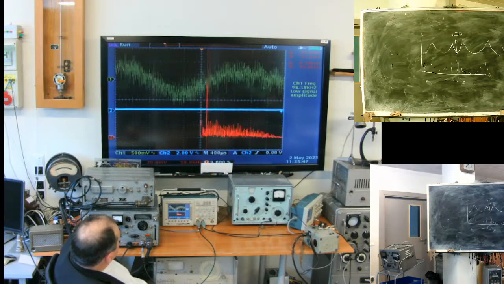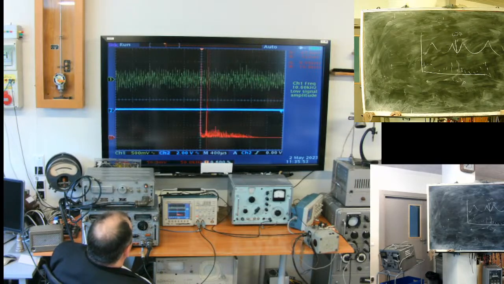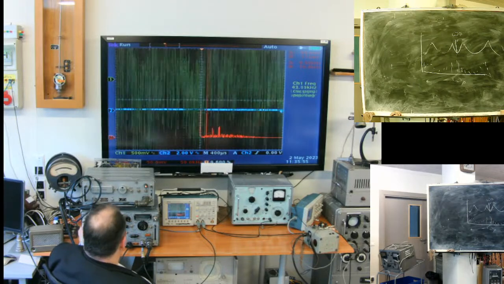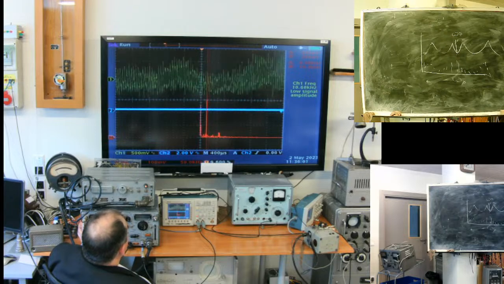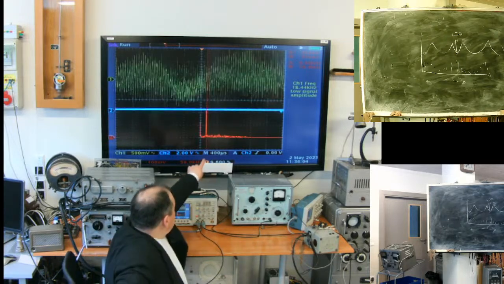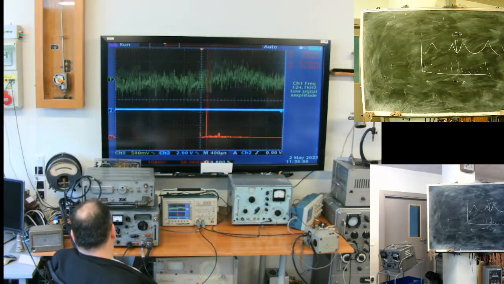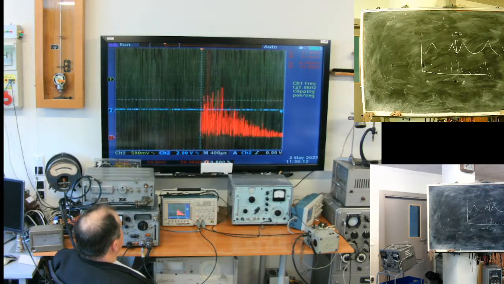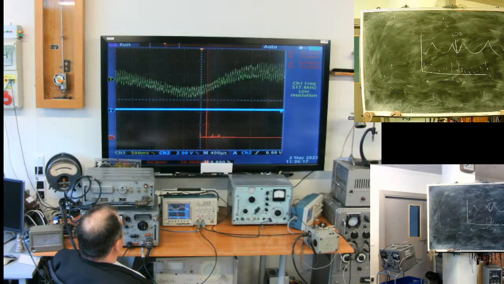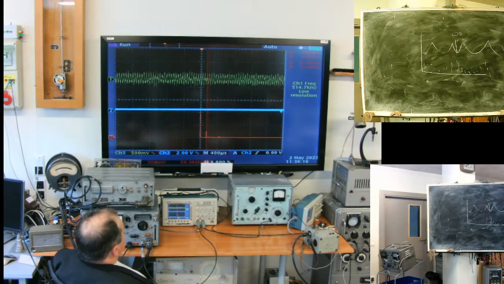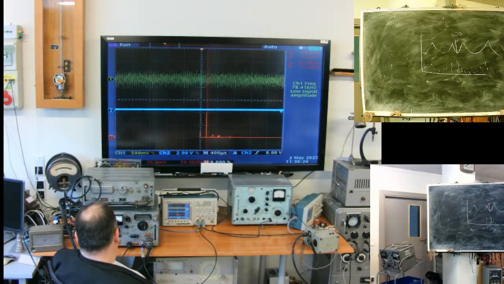See, we have a sound area. I can find a different station. You see this area? Noise. Again, sine, something at 19 kilohertz, and something above.